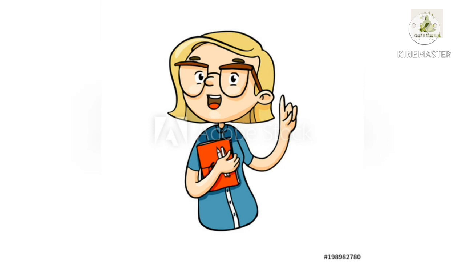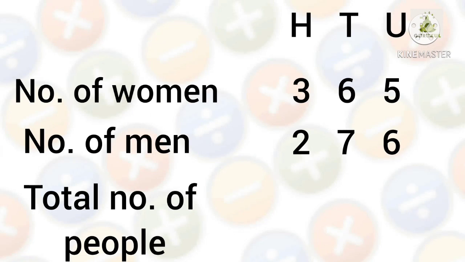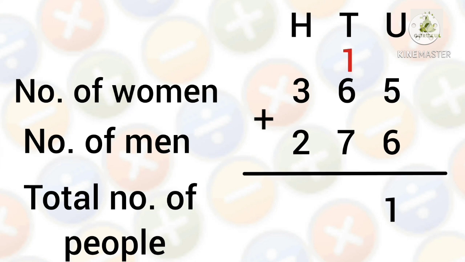So we have to find the total number of people over here. We will get that by adding the number of women and the number of men. So we will write total number of people here and now add these two numbers. 5 plus 6 gives 11. 1 carried over. 1 plus 6 is equal to 7. 7 plus 7 is equal to 14. 1 carried over again. Now 1 plus 3 is equal to 4 plus 2 is equal to 6.